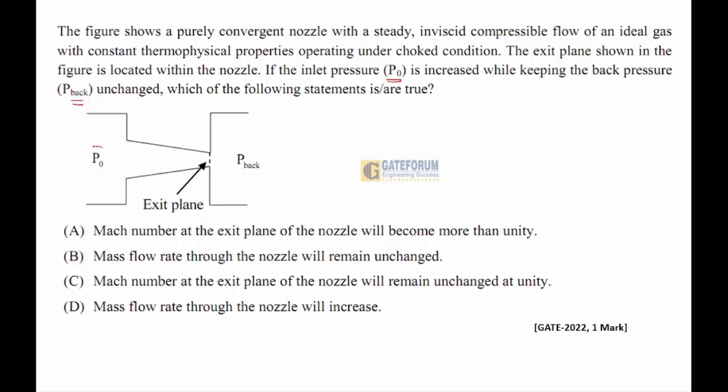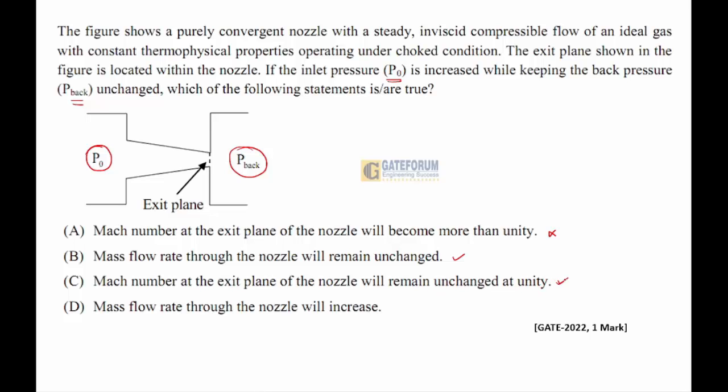This is the question. Inlet pressure is P0. Convergent nozzle, obviously pressure will be increasing. This is the exit plane. Mach number at the exit plane of the nozzle will remain unchanged at unity. Obviously no, this is wrong. Mass flow rate through the nozzle will remain unchanged. Obviously flow rate will be unchanged. True. Mach number at the exit plane of the nozzle will remain unchanged at unity.